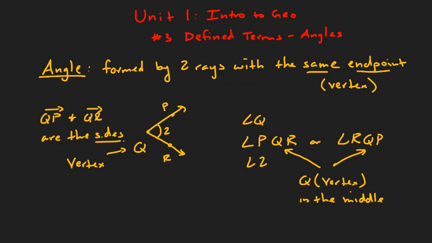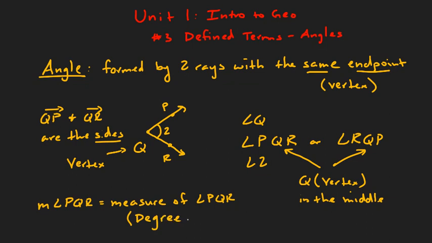So now let's talk about the different measurements of an angle. When we talk about the measure of an angle, we put a little m in front of it. So the measure of angle PQR, right? That is pronounced as the measure of angle PQR. And that angle measure is going to be made in what are called degrees. Degrees has this little symbol. It's a little circle that goes high. Degrees.